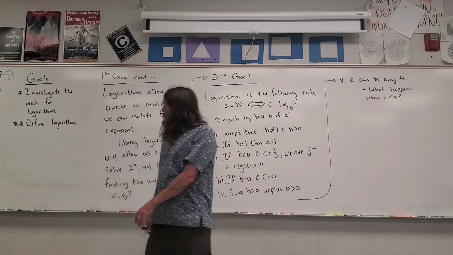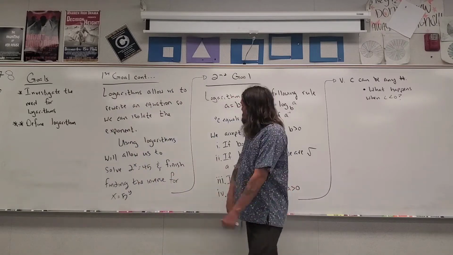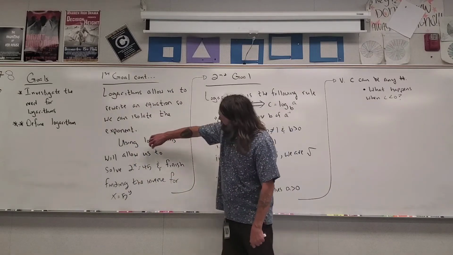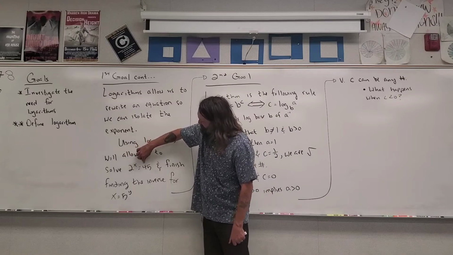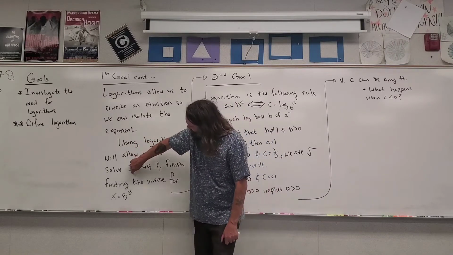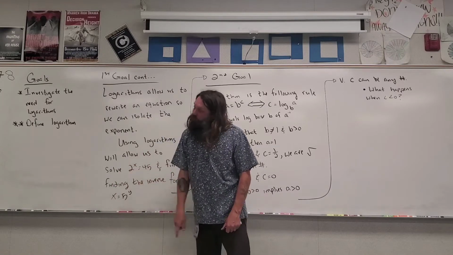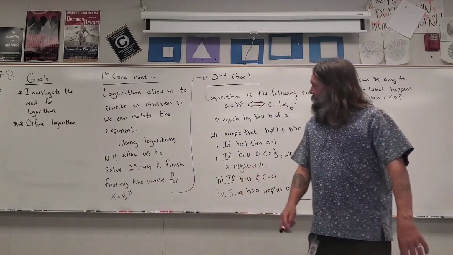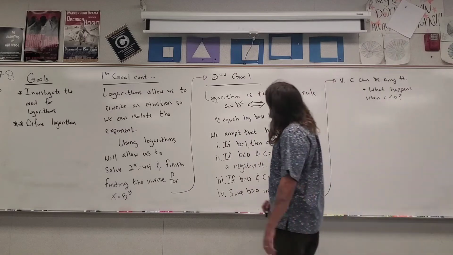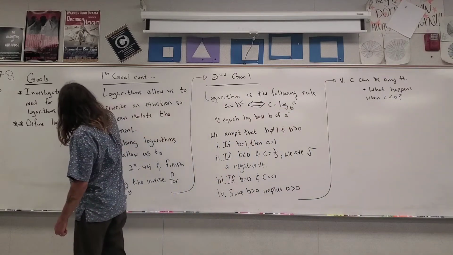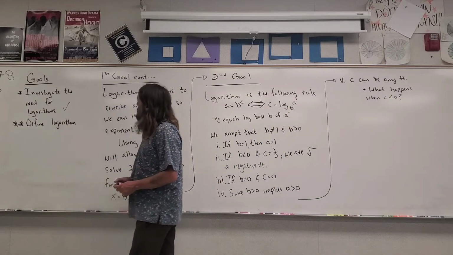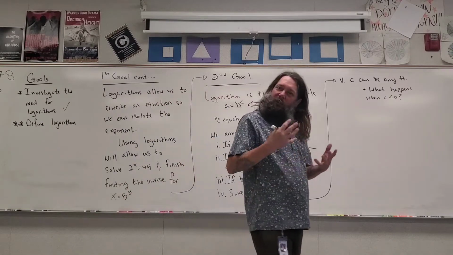So let me continue with the lesson and just repeat what I just said. Using logarithms will allow us to solve 2 to the power x equals 45 and finish finding the inverse of x equals 5 to the power y. Remember, we need to isolate the y to find the inverse. So I'm going to check off our first goal, which is investigate the need for logarithms. And now I'm going to talk about defining a logarithm.